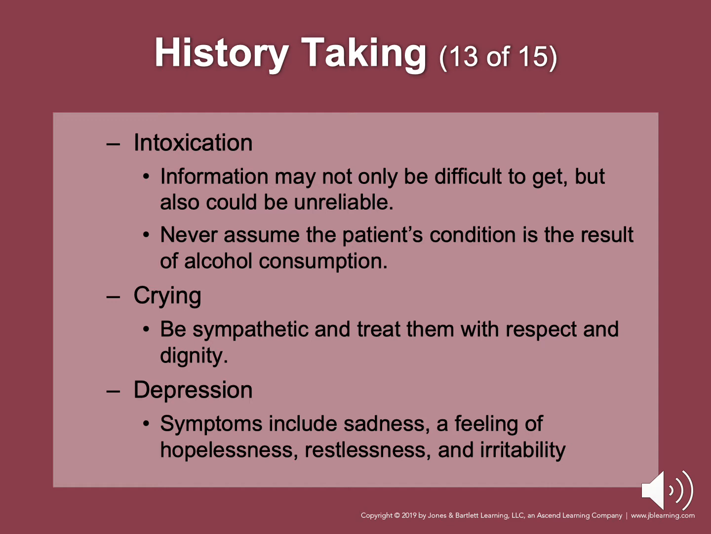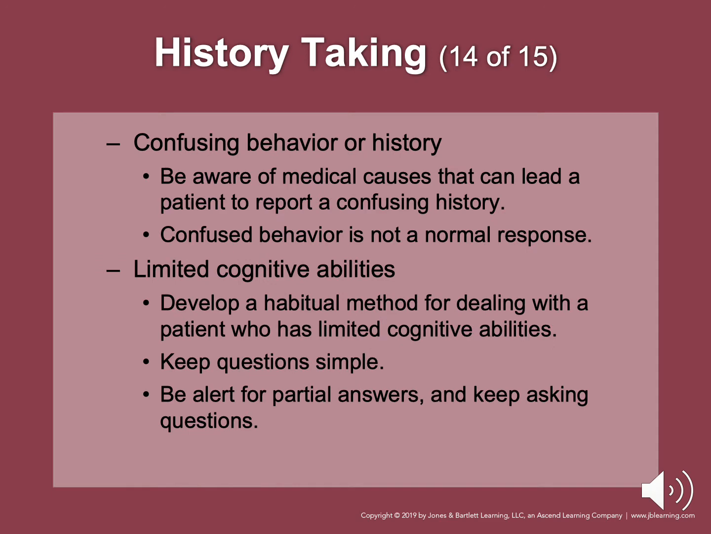All right, history taking, confusing behavior, and history. Be aware of medical causes that can lead a patient to report a confusing history. Could it be hypoxia? Could it be a stroke, diabetes, trauma, drug and medication use? One of the most common causes of confusion is hypoxia. Older patients may have dementia, delirium, or Alzheimer's disease. Verify the baseline mental status of each patient, and confused behavior is not a normal response.